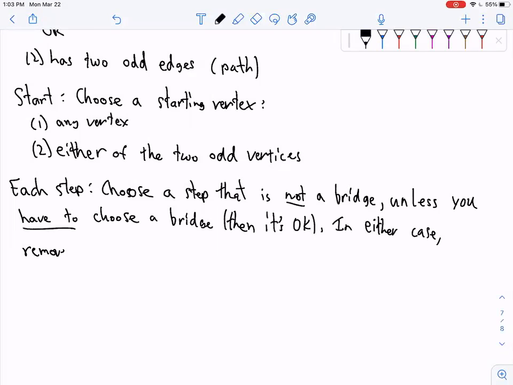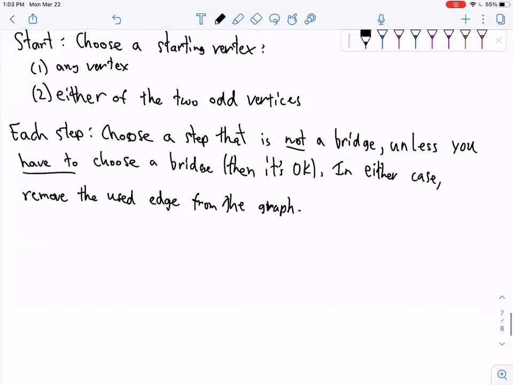after we take the edge, we remove the used edge from the graph. So this is really going to change things because it might make the graph no longer connected, for instance. Or it might make something that wasn't a bridge become a bridge because we've removed an edge. And so then the next step is going to be qualitatively different from this step in how we choose. But every step we choose it in the same way.